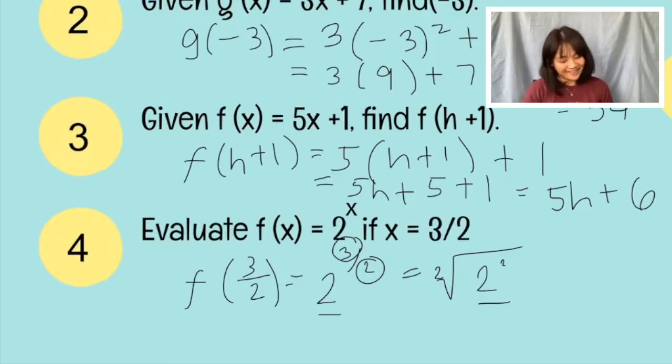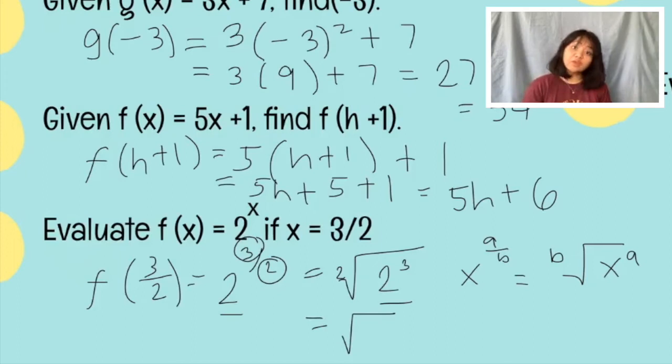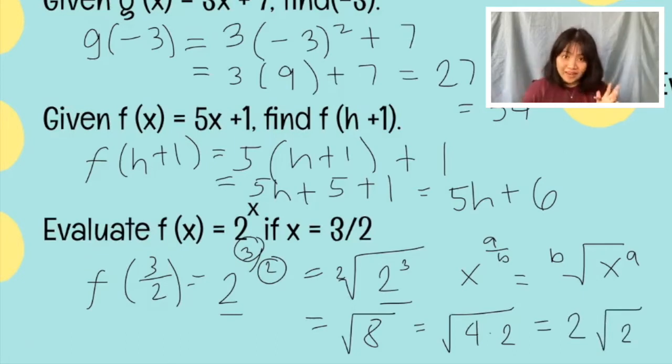Oh, naalala pa? Remember, this one, yung x raised to a over b, that's equivalent to the b root of x raised to a. So, following that form, we are going to arrive at the square root of 2 cubed, which is also the square root of 8. Of course, meron tong simpler form. So, pwede nating ilabas yung 4 times 2 from 8. Kasi square root tayo, di ba? So, ano ba yung square root of 4? That's 2. And then the square root of 2. So, the final answer for number 4 is 2 square root of 2.